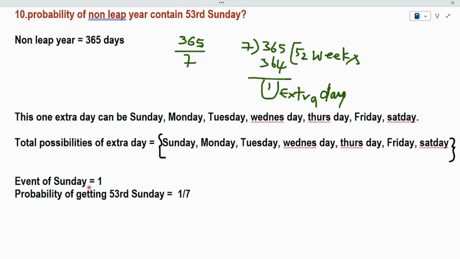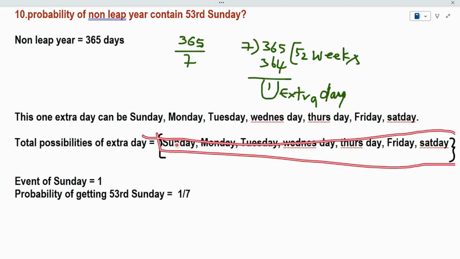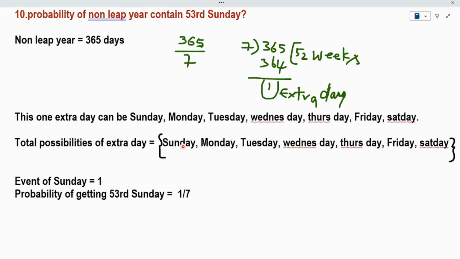Now we need to find the event of Sunday. In these total possibilities, how many Sundays do I have? Only 1 Sunday. So my event of Sunday is equal to 1. By substituting in the probability formula, the event is 1 and the total possibilities are 7. So the probability of getting 53 Sundays is 1 by 7.